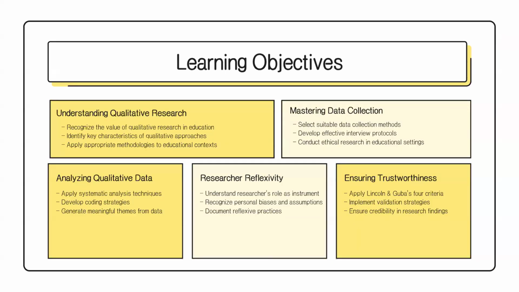By the end of this session, you should achieve 5 goals. 1. Understand the value of qualitative research. 2. Master data collection methods, like developing interview protocols. Third, learn systematic analysis techniques like coding. 4. Understand and document researcher reflexivity. And 5. Ensure trustworthiness using standards like Lincoln and Guba's criteria.